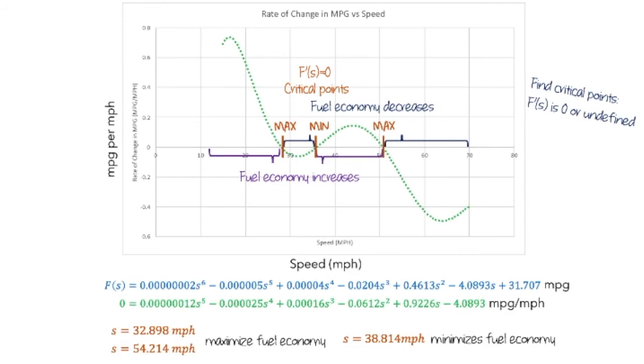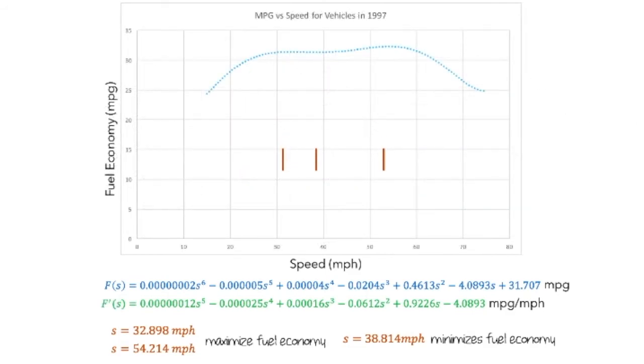Let's take a look at these points on the original graph of fuel economy versus speed. Here's a graph of fuel economy versus speed, the original graph. And we can see that a speed of 32.898 miles per hour gives us the local maximum. It's the largest value of fuel economy for a small range of speeds. But only a speed of 54.214 miles per hour gives us the global maximum, the largest overall fuel economy over the entire domain.